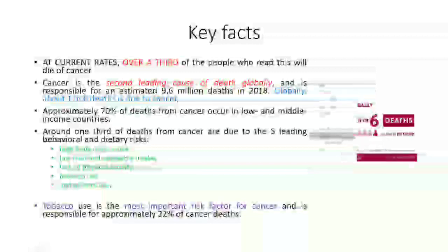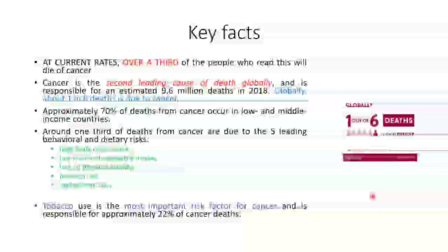According to the authors of our book, iGenetics, at current rates, over a third of the people who read this will die of cancer. If we continue living the same way, at current rates, over a third of the people who read this will die of cancer. Cancer is considered the second leading cause of death globally, and it's responsible for an estimated 9.6 million deaths in 2018. Globally, 1 out of 6 deaths is due to cancer, and approximately 70% of deaths from cancer occur in low and middle income countries.